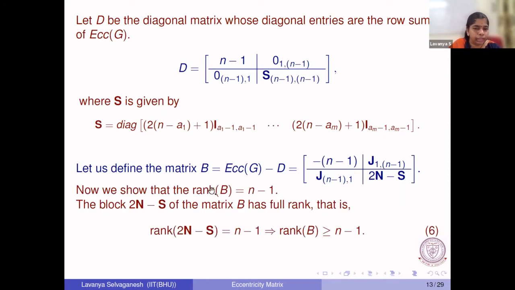Next we set out to show that the rank of this B matrix over here is equal to n minus 1. To see this, first we can observe that this smaller block matrix here, the 2n minus s block, is again a full rank matrix, because it is diagonal, and so the matrix has n minus 1 as the rank. So we can see that at least n minus 1 is the rank of this matrix B.